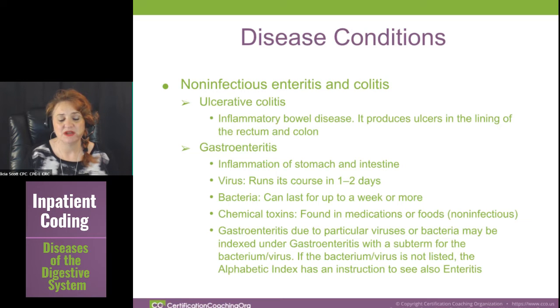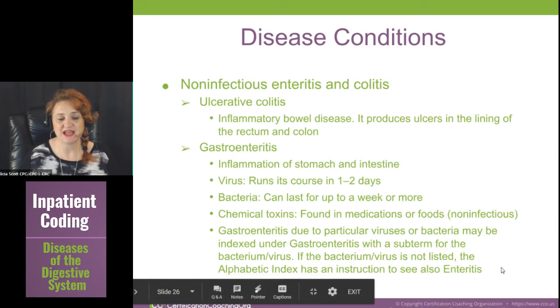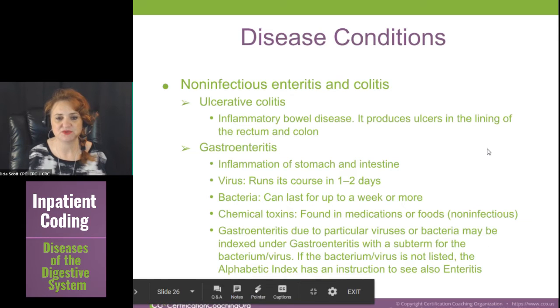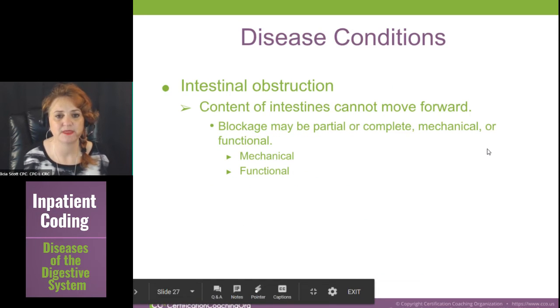Gastroenteritis is usually due to viruses and bacteria, and there'll be other codes to identify what the bacteria or virus is. So you can end up with more than one code. If you don't know what it is, then you can always go to enteritis. And that's how you're going to find the code. So you're not going to find gastroenteritis in the index. You're going to go to enteritis, and then it's going to say gastroenteritis. Make yourself a note of that, or you're not going to be able to find it. Gastroenteritis is enteritis in the index.